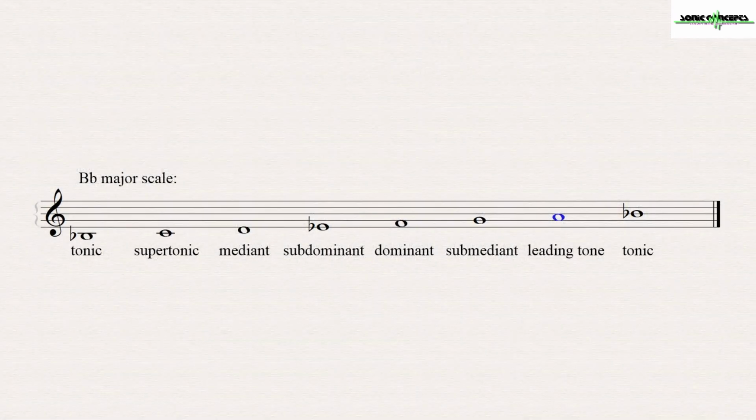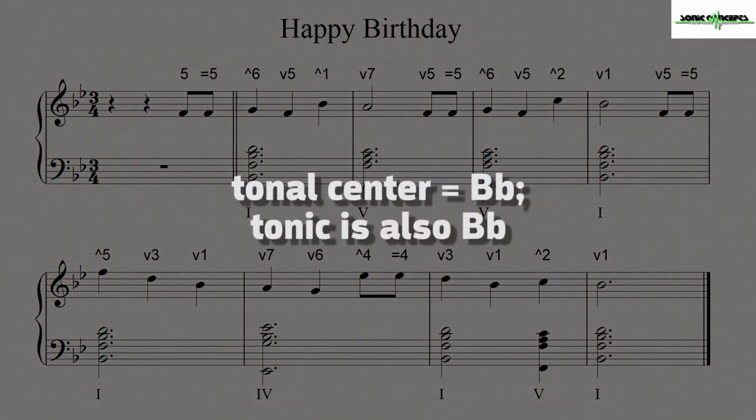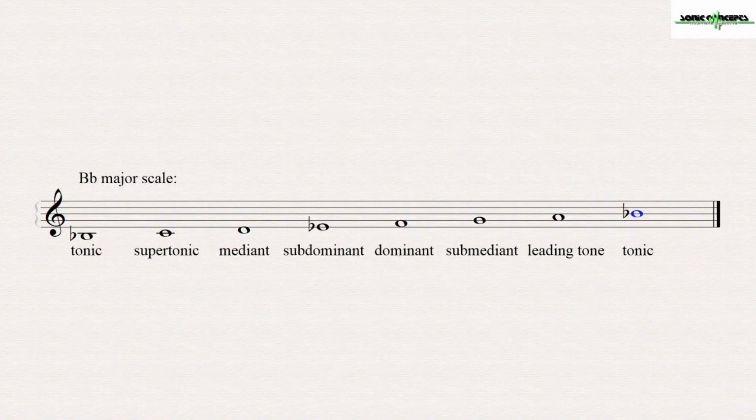This tonic almost always coincides with the name of the starting point of a scale. So, for example, the B-flat major scale has B-flat as its tonic since it starts with the first scale degree of B-flat, also referred to in classical theory as its tonic. The tonal center is also defined by its tonic. In the Happy Birthday example, we demonstrated that the tonal center was B-flat, so the tonic is also B-flat since everything is created from the B-flat major scale.